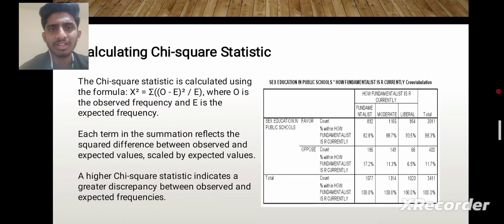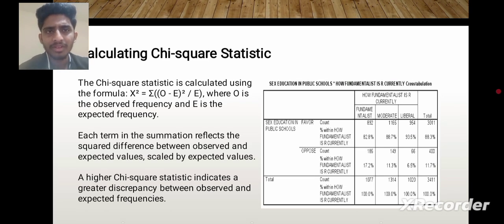Calculating chi-square statistics. The chi-square statistic is calculated using the formula χ² = Σ (O − E)² / E, where O is the observed frequency and E is the expected frequency. Each term in the summation reflects the squared difference between observed and expected values, scaled by expected values.